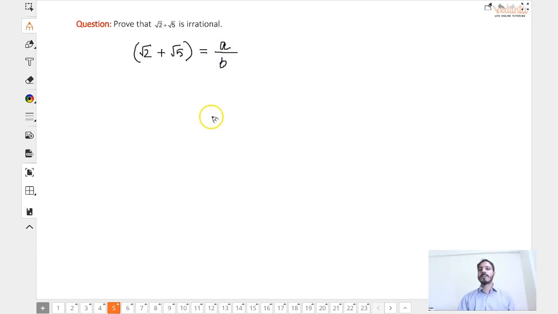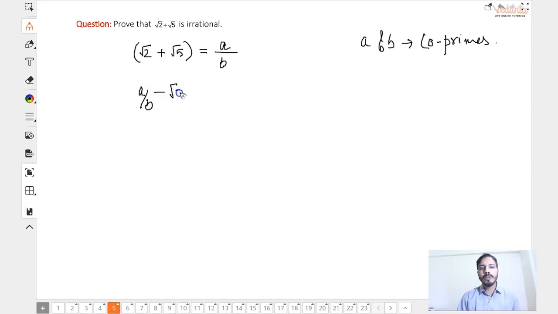So let us say that root 2 plus root 5 is rational and it can be expressed as a ratio, say a by b, such that a and b are both integers and co-prime, right? So a and b are co-primes. That means there is nothing common between a and b, no common prime number between a and b. They are known as co-primes, right? Now let me bring this a by b on this side. So I have a by b minus root 2 is equal to root 5. Basically I have taken root 2 to the other side and rearranged it, right?